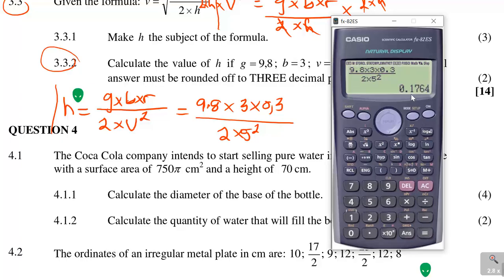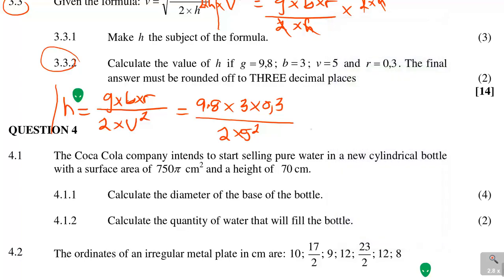I've got 0,1764, to 3 decimal places, which is 0,176. So this becomes the final answer to that. Get your 14 marks and you're good to go.